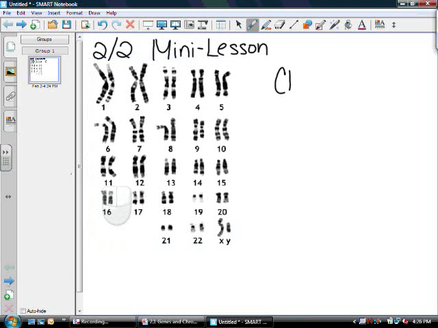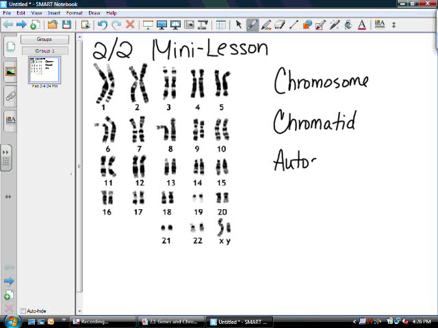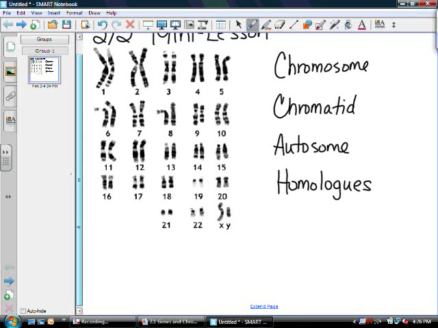chromosome, a chromatid, an autosome, and homologs. All right, so what I've put up here is an image of a karyotype.